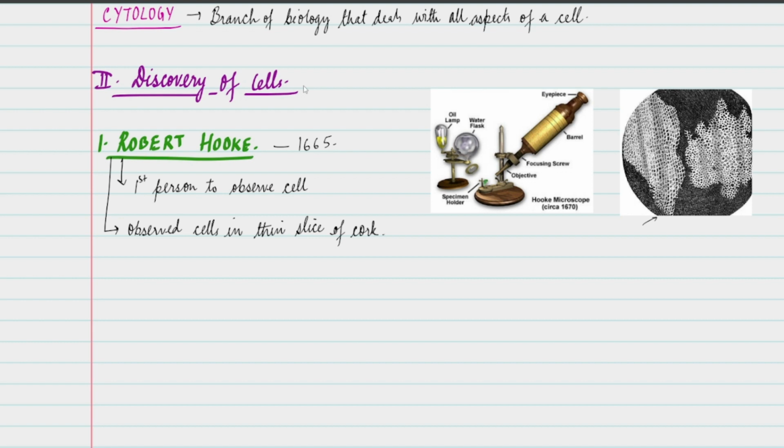Thin slice of cork from the bark of an oak tree. What is the meaning of cork? Cork comes from bark. Okay, so Robert Hooke had himself devised or developed a compound microscope.